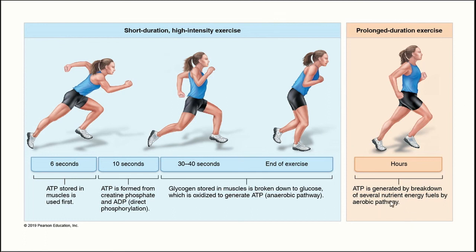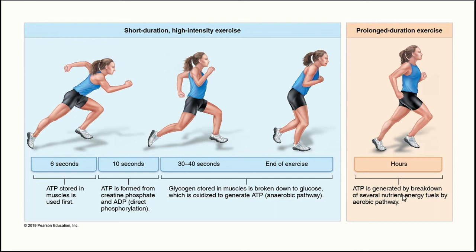So the primary mechanism that we see is the aerobic pathway, which uses glucose, amino acids, and fatty acids in the blood to make ATP in the mitochondria in the presence of oxygen. And this process can be sustained for hours on end.